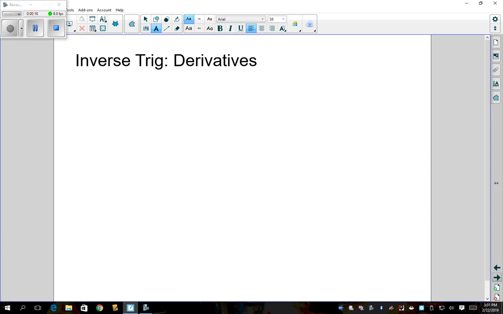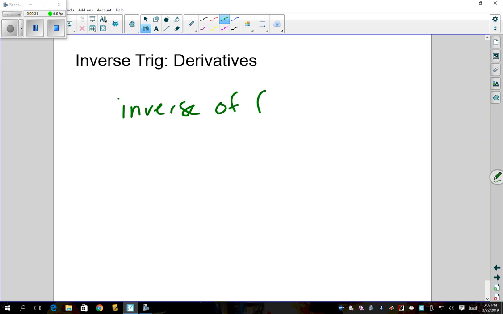Our first big topic of the day is something that we've seen before. We know what an inverse function is. So we can recall that the inverse of f of x, we write as f to the -1 of x. That's our inverse. And so when we are taking the derivative of inverse functions, we have this special rule that helps us evaluate those derivatives at specific points.